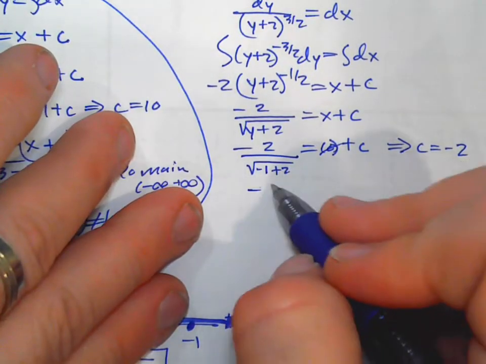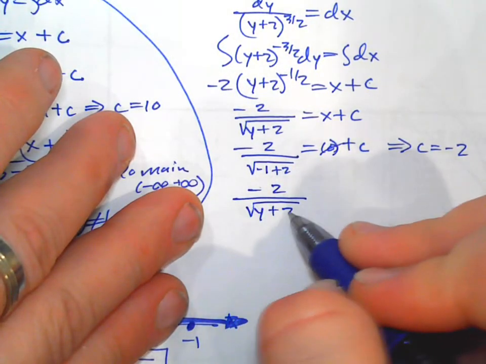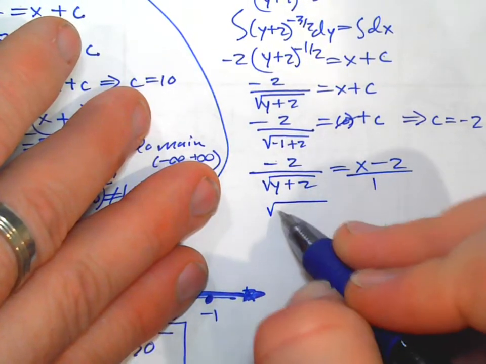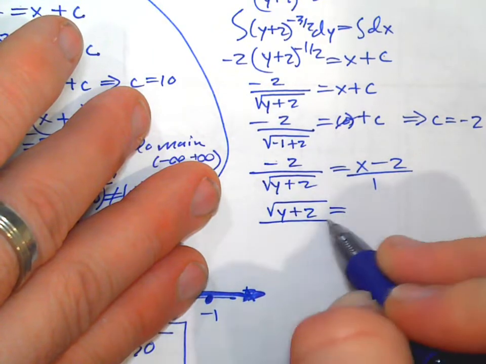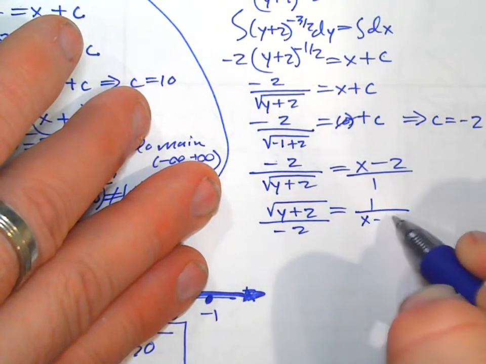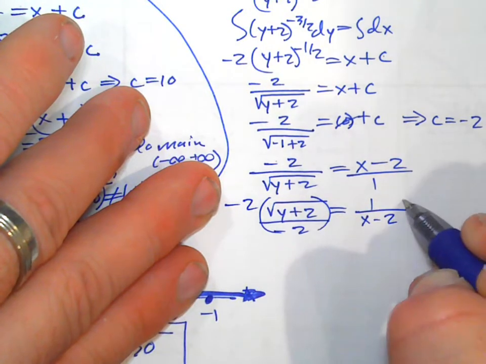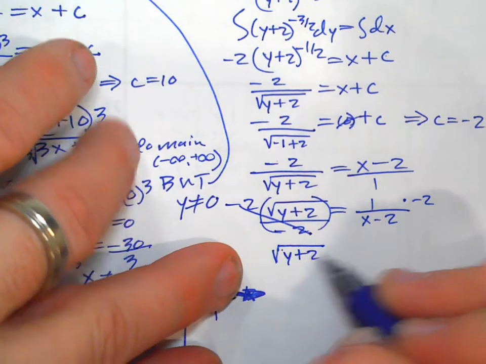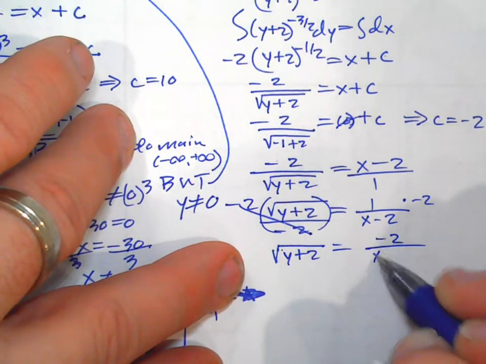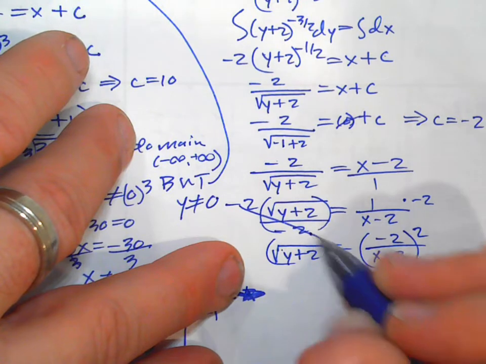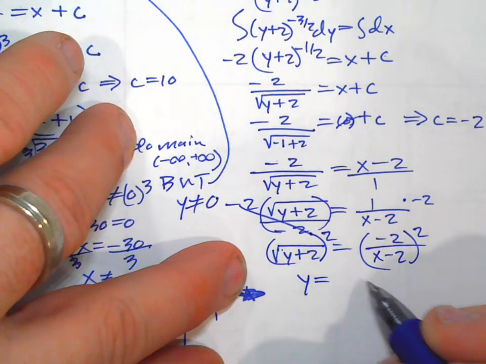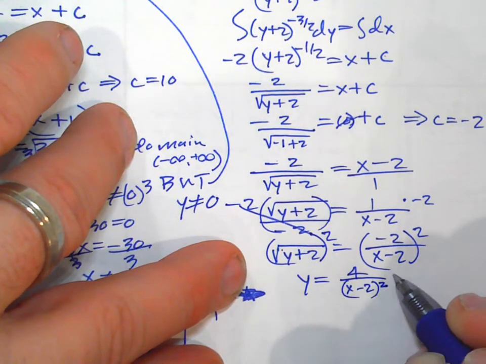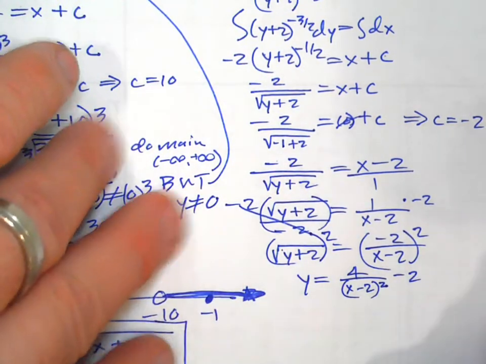So we're going to rewrite our answer. I'm going to flip both sides, and multiply both sides by negative 2, and square both sides, and subtract 2. So this is going to be positive 4 over x minus 2 squared. I personally like that a little better, but that's up to you. So that's our answer. Now we've got to figure out the domain.